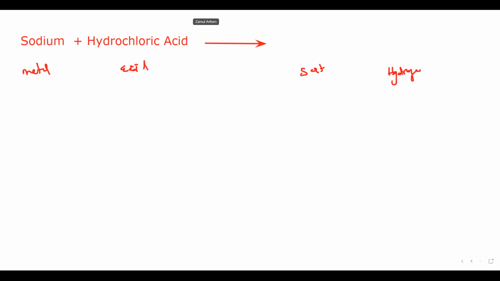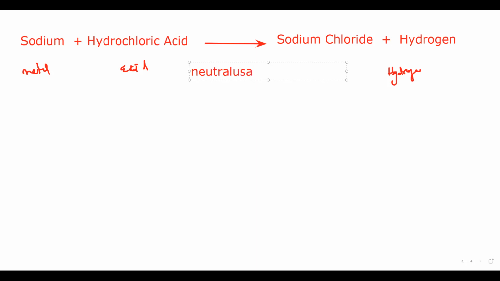So which salt will be produced? The first name is from the metal, so it will produce sodium, and hydrochloric acid means chloride. The chloride salt is produced, and as a result, there will be hydrogen gas as well. So what is the name given to this reaction? We call that neutralization. This reaction is termed a neutralization reaction.